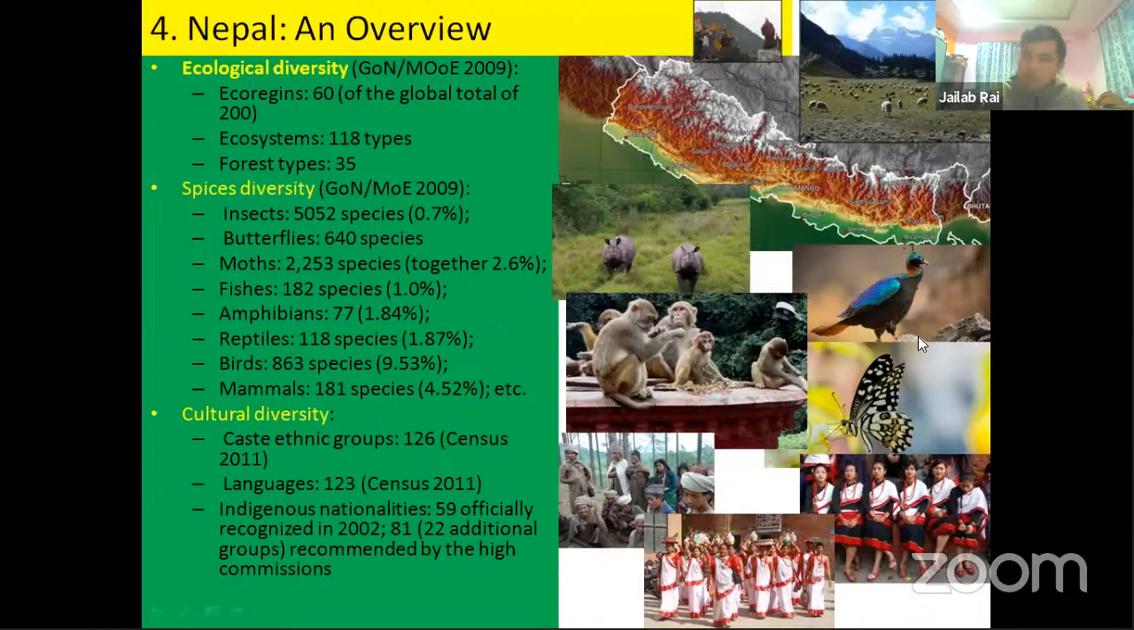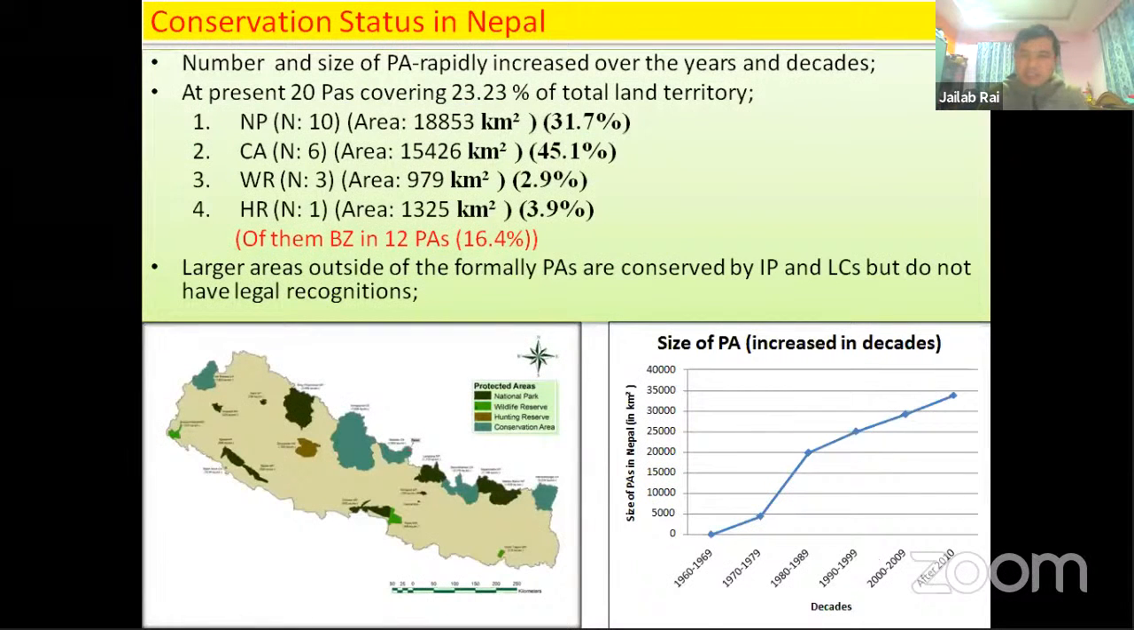This diversity shows that Nepal has different types and kinds of ICCs in different parts of the country. Shall I move to the next? So having said that, Nepal is rich in terms of ecology, culture, and species. There is also a context in terms of conservation status. For example, the first protected area was declared in the late 1960s and increased very rapidly over the decades, reaching 23.23% of the total land area formally declared as protected areas.